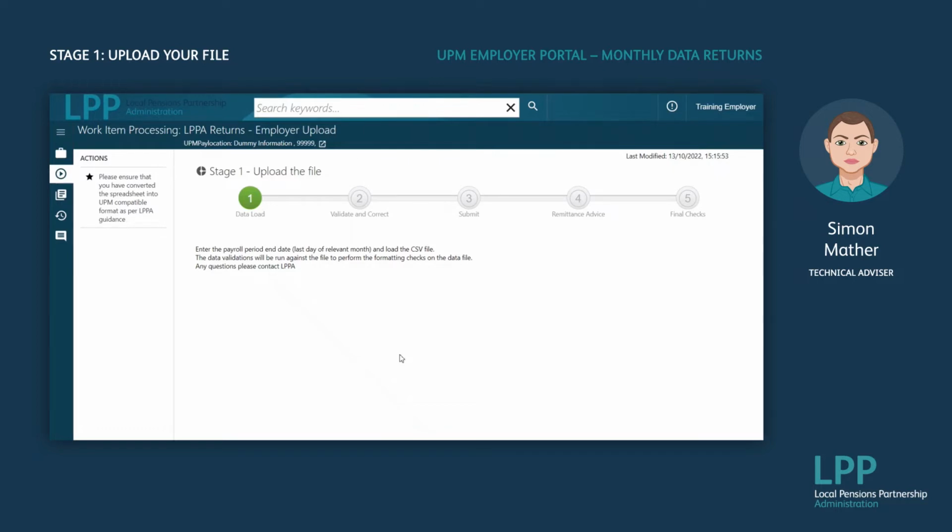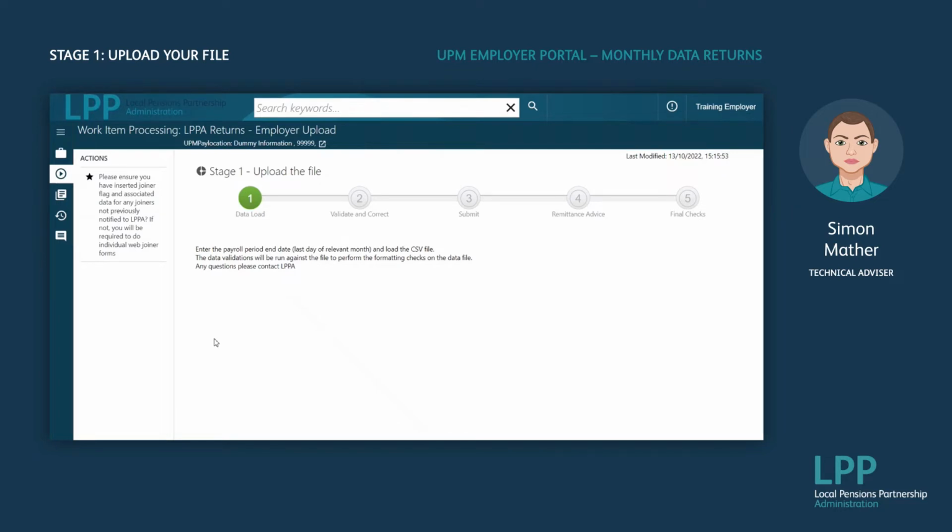In stage 1, you will be asked a series of questions. The first one asks you to ensure you are using a file which is in the correct format, i.e. the data collection template supplied by LPPA. If you are, click on the question, then click OK. The second question asks you to confirm you have deleted the header row and saved the document as a CSV file. If you have, click on the question, then click OK.